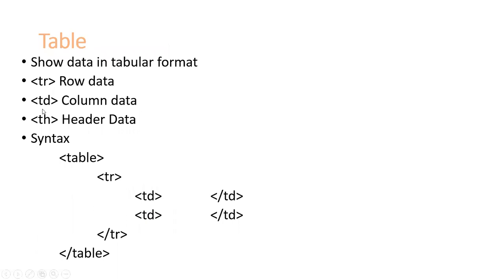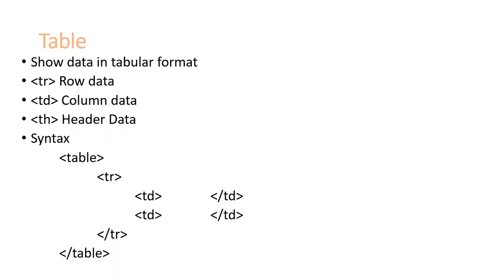So today we are going to see the table. The table tag is also important to show our data in a tabular format. For that we use the table tag with its different attributes. The table tag is enclosed with TR, TD and TH. Whenever we want to create a row, we use the TR tag. Whenever we want to create a column, we use the TD tag. And for heading the data, we use TH.